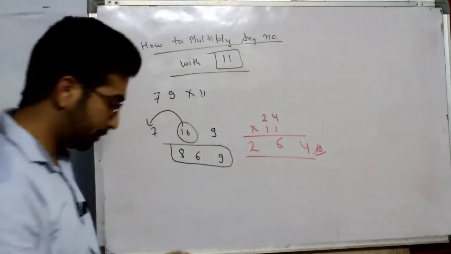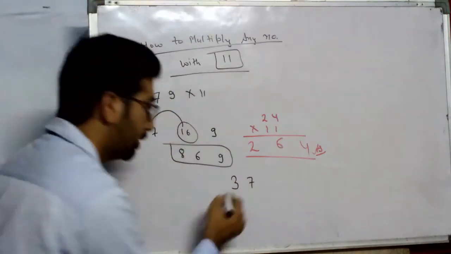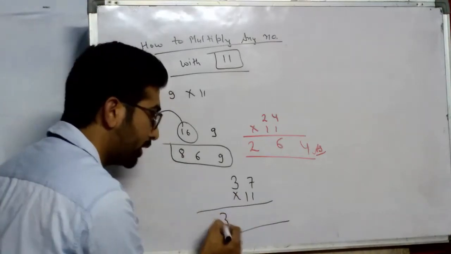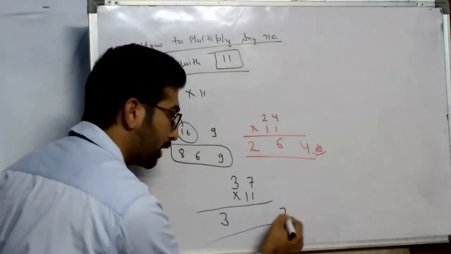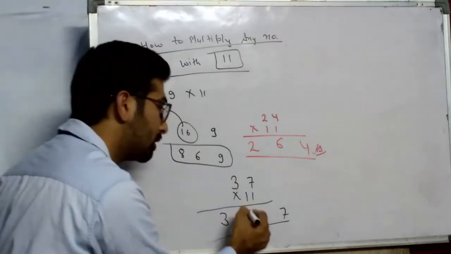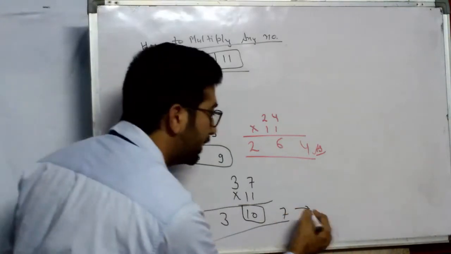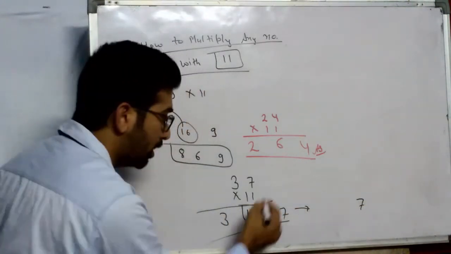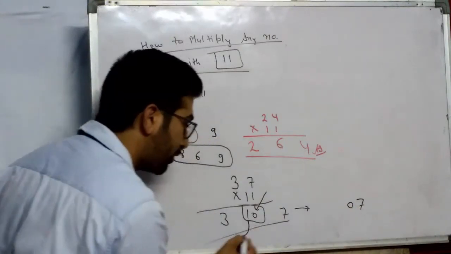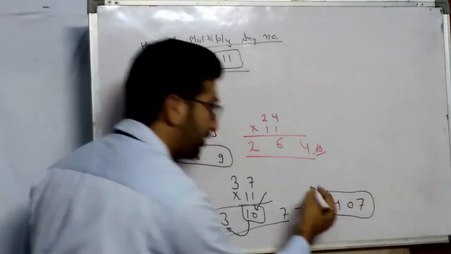One more number, 37 into 11. Again, 3 on the left side, 7 on the right side, but the addition of both we will write in the middle. 7 plus 3 is 10. But you can write only a single digit number here. So we will write 0 in the middle, and the left side number we will add on the left side: 3 plus 1 is 4. It means now 407 is your answer.